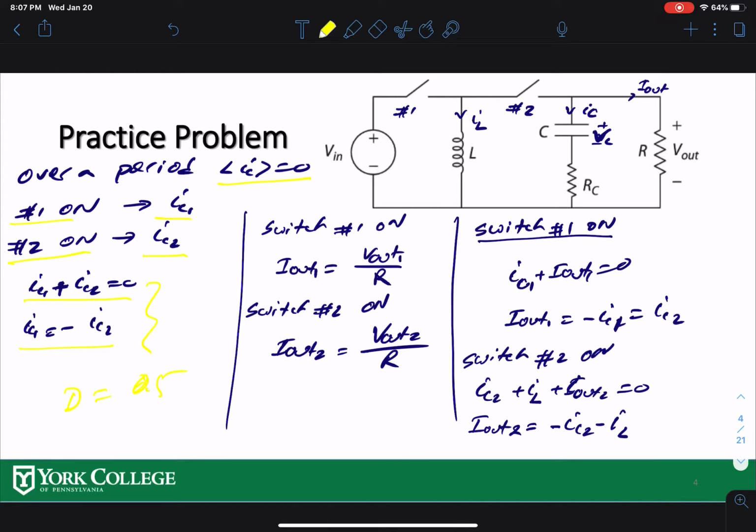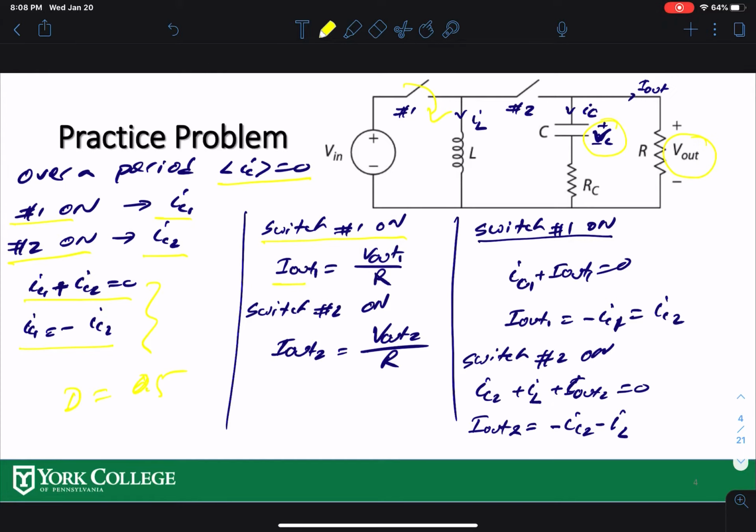Now, when switch 1 is on, the capacitor is discharging, so the capacitor voltage is VC across it, and it is also discharging current to the load. The load has a voltage across it, V out, so the current going into the load would be V out over R. When switch 1 is on, we call it I out 1, equal to V out 1 over R. And the same when switch 2 is on, we call it I out 2, equal to V out 2 over R. Now let's see how current behaves when switch 1 is on.